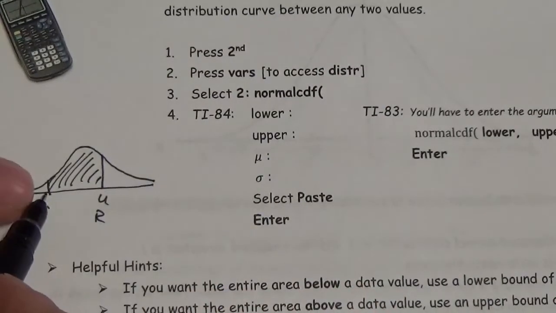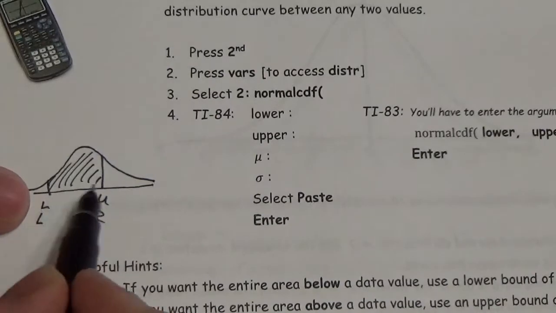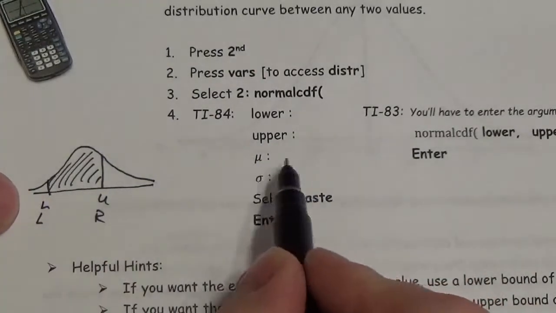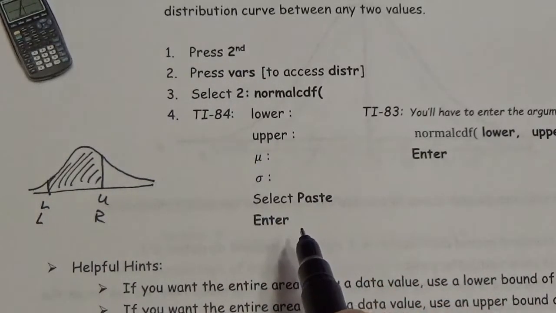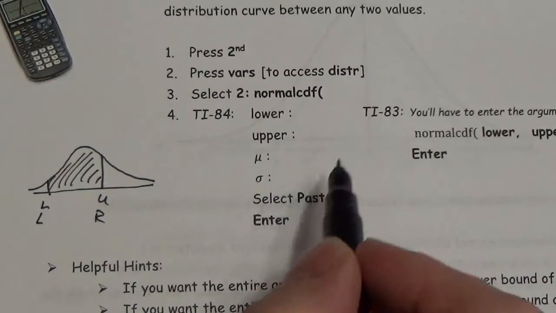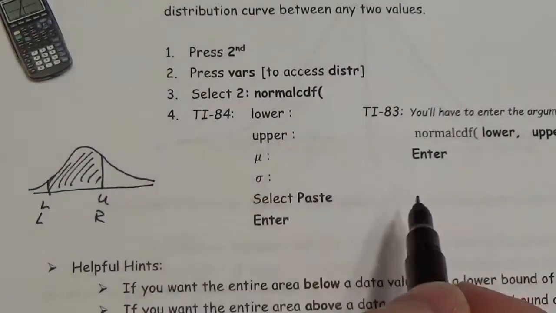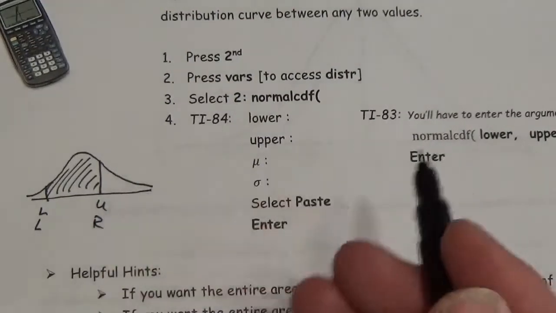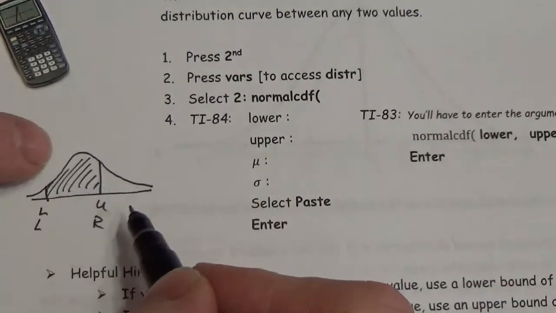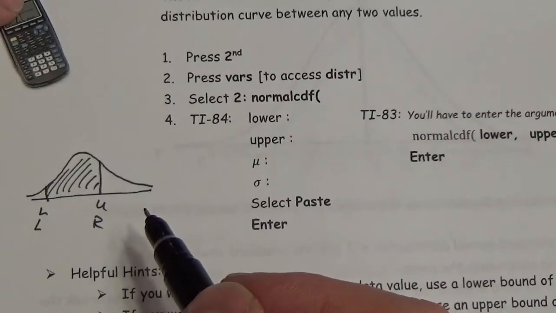Okay, and so what I do is I tell the calculator what the left data value is, what the right data value is. I let it know the mean and the standard deviation. And when I press paste and then enter, what it does is it takes all that information, shoves it into the normal distribution function, and it'll tell me what the probability is of being between those two data values.